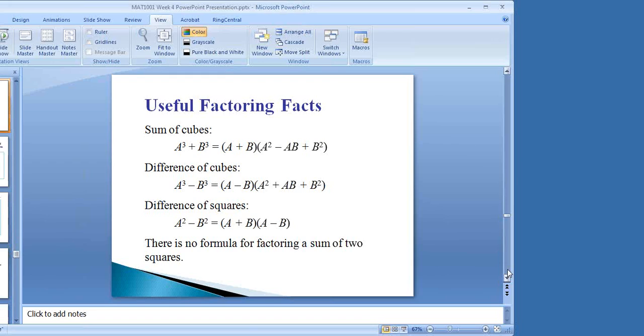All right, so there's a summary of the facts. The 2 top ones are the ones you really need to jot down somewhere.